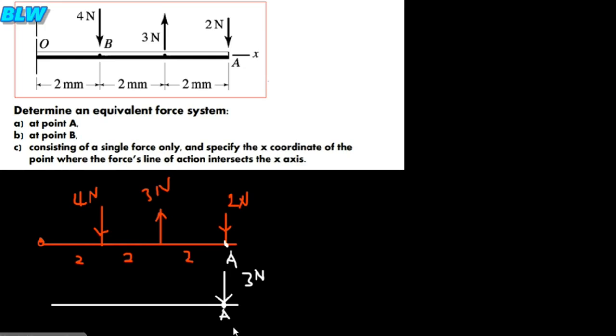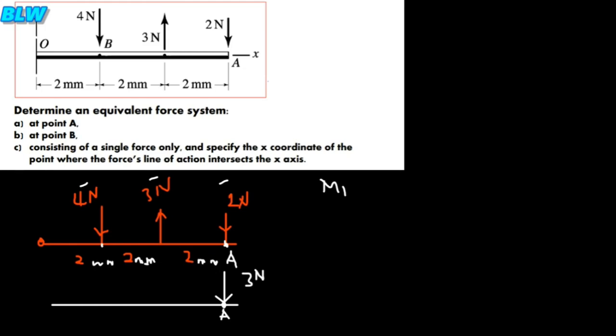So now that you are done, let's find the moment that this 3 Newton force will cause about this point A. For us to get the moment that this 3 Newton will cause about this point A, we have to find the moment of each of these forces here from point A. So the first one, let's say M1. Let's consider the 4 Newton force. This is the 4 Newton force. Let's look at its distance from point A. That will be from this point to this point, which is this 2 plus 2. So it's millimeters.